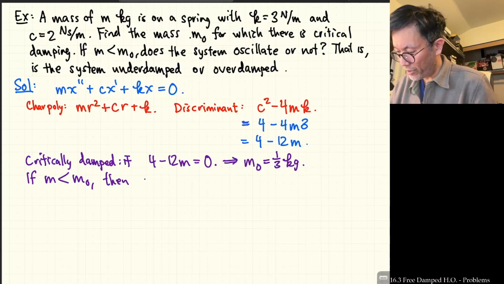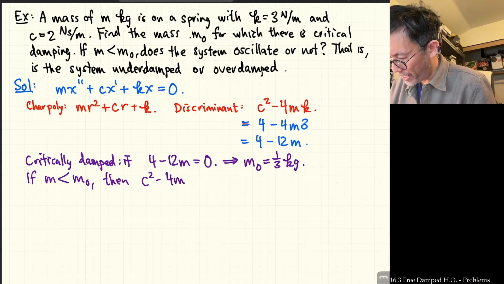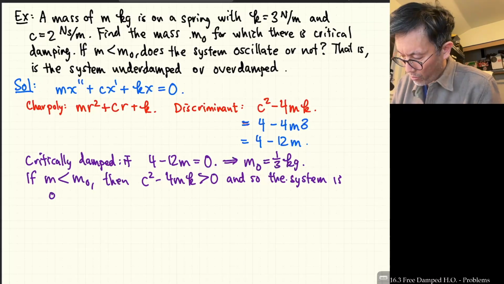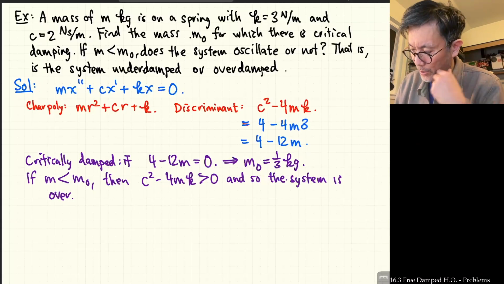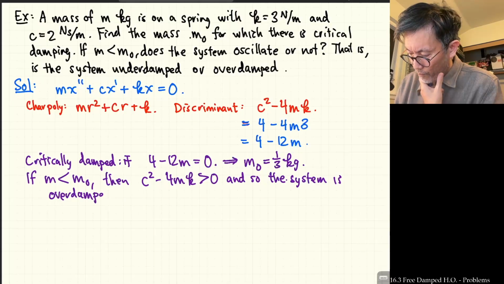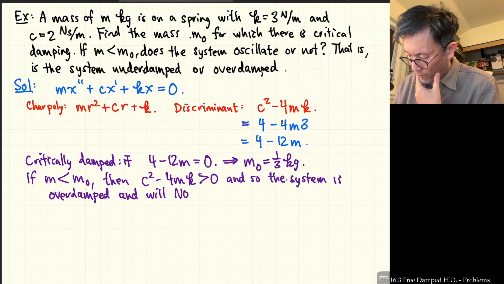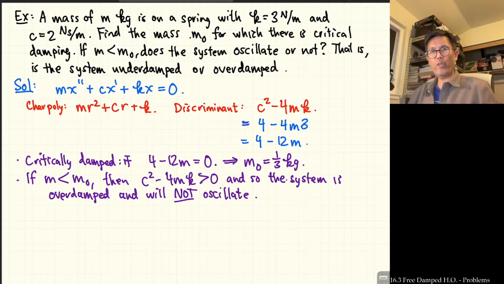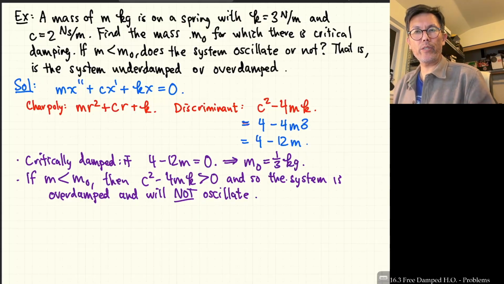Then, in fact, c squared minus 4mk is positive, and so the system is overdamped. Overdamped and will not oscillate in particular. Good. Okay, so that's how we solve this problem.